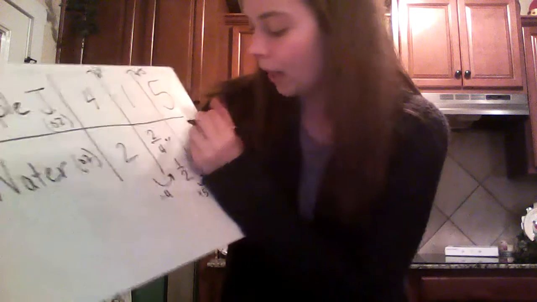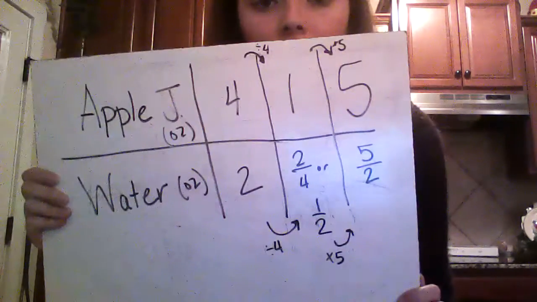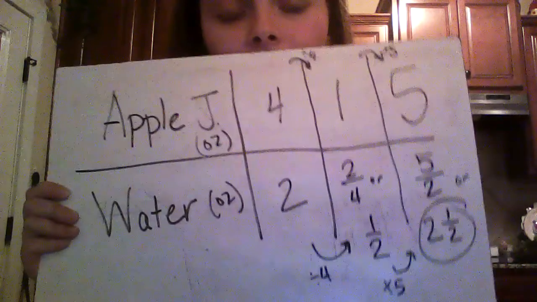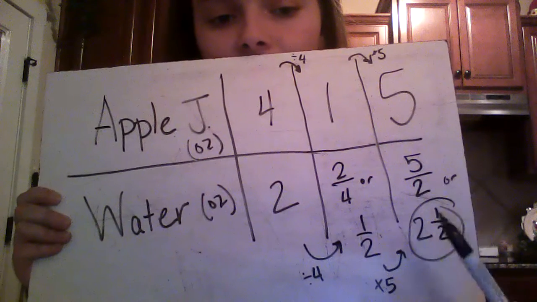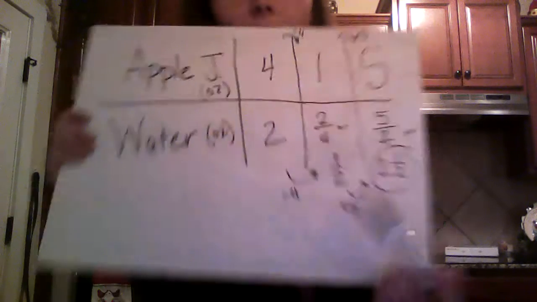So 1/2 times 5 is 5/2, which is also 2 and 1/2 ounces. So we found out that if we have 5 ounces of apple juice, we need 2 and 1/2 ounces of water. So I'm going to do that.